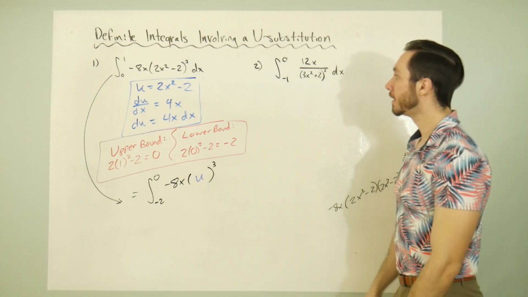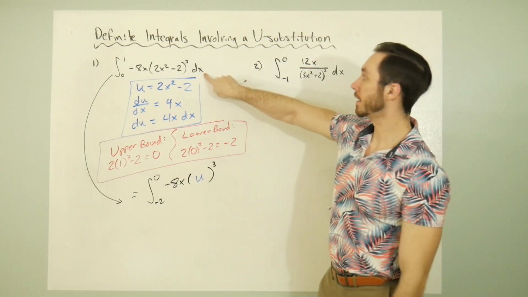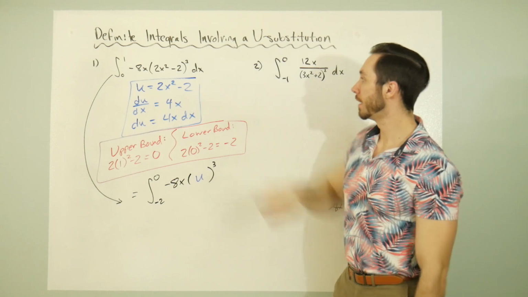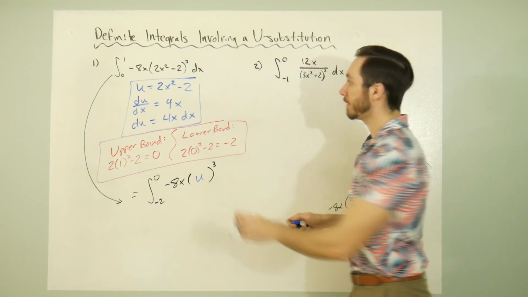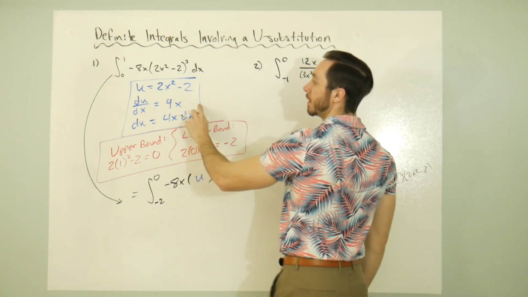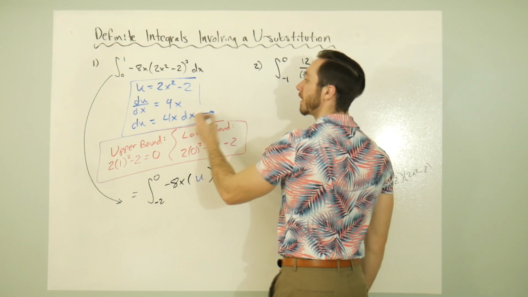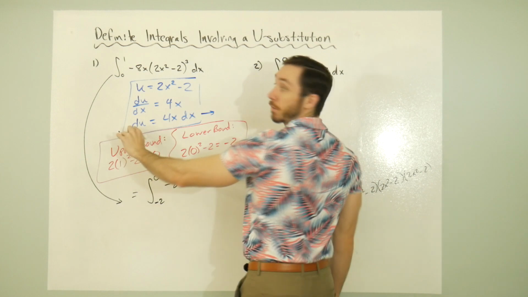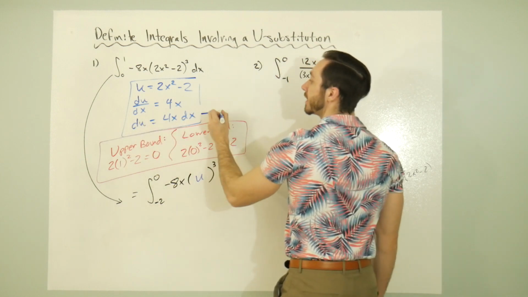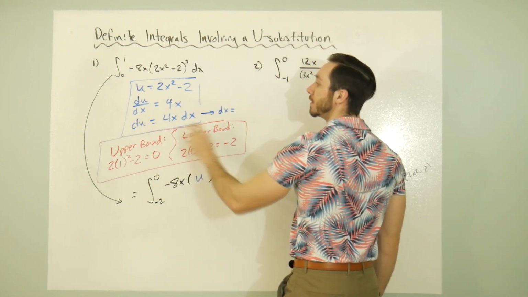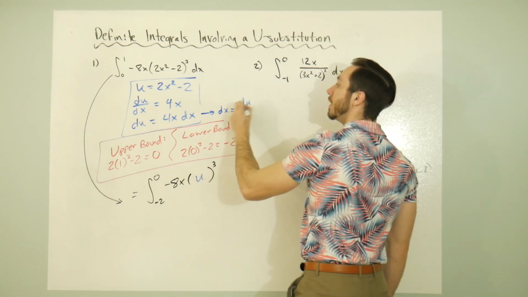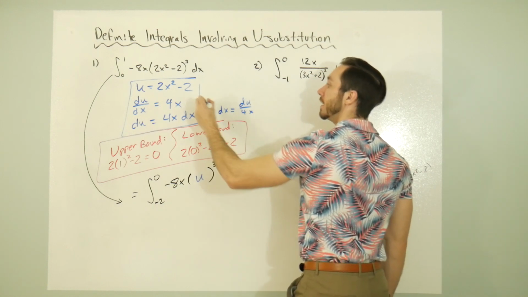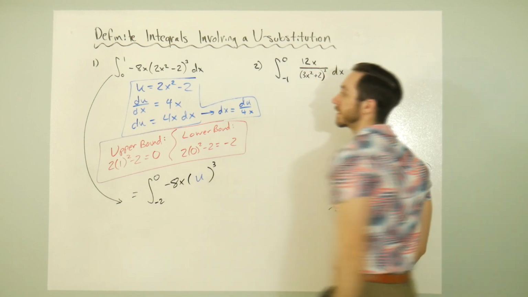Okay, next part is my dx. So I didn't quite finish this problem right here. I should have performed one last step. I'm solving for this dx, so just divide out that 4x onto the other side. I can say dx is equal to du over 4x.